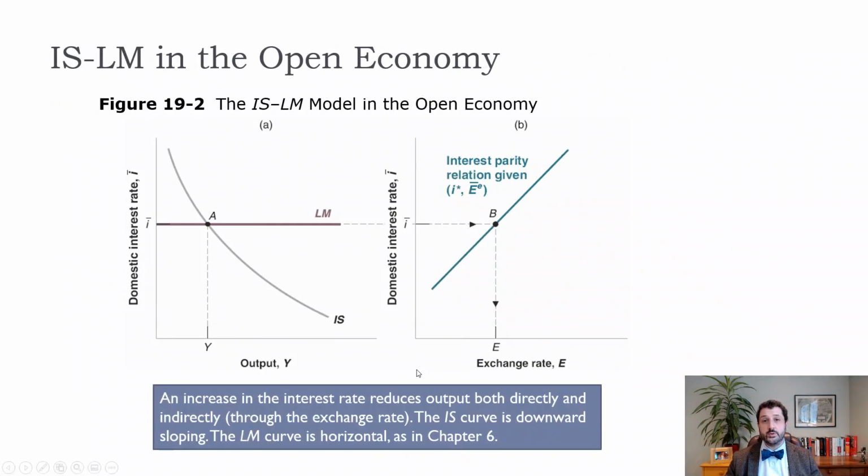So here's the way we graph it. We graph it with two graphs side by side, and we have our standard ISLM model on the left-hand side in panel A. We've got output on the horizontal axis and the domestic interest rate on the vertical axis. And then we have our interest parity relation in panel B on the right-hand side, where we have the exchange rate on the horizontal axis and the domestic interest rate on the vertical axis. We have them side by side because now our vertical axes are lined up.